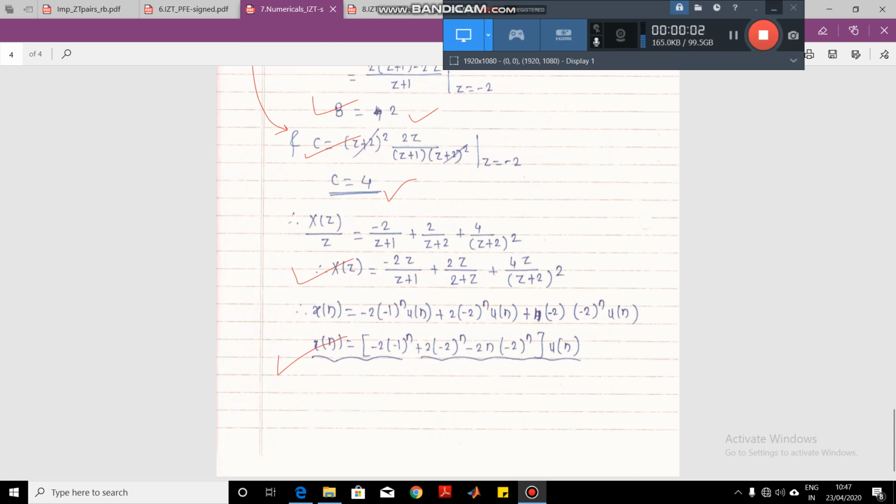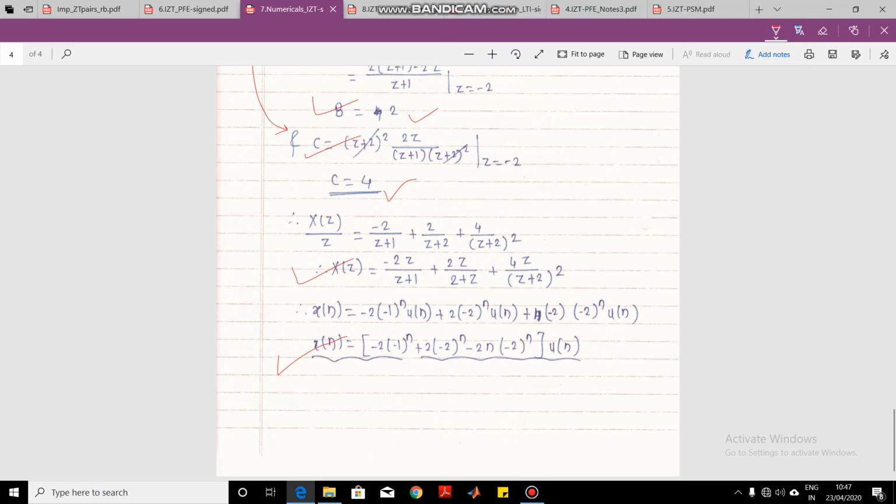Hello and welcome to this series of lectures on inverse Z transform. We are studying inverse Z transform by partial fraction expansion.